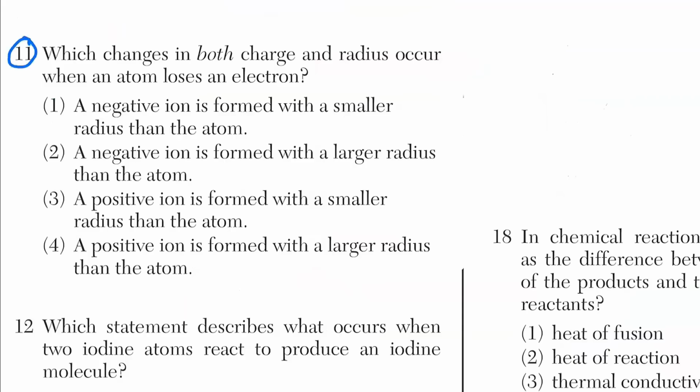Number 11. Which change in both charge and radius occur when an atom loses an electron? Okay, so two parts to this. Losing an electron, and of course we know electrons are negatively charged, right? If you go to Table O, we'll see that the beta particle is given a 0 mass, an e for the electron, and a charge of -1. I can get that right from Table O.